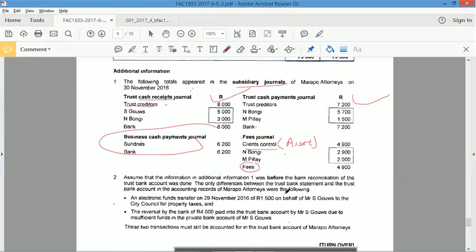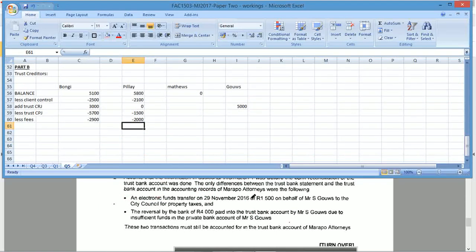For G. Okay, so if you wanted to, you could look at G. Then you would have shown this was an EFT on behalf of them. So then you would have less. This would have been a trust CPJ. Asterisk payments by G. Okay, so that would have been minus 1,500. And then reversal by the bank paid to the trust bank account due to insufficient funds in the private account of G. Okay, so that was a dishonored check.